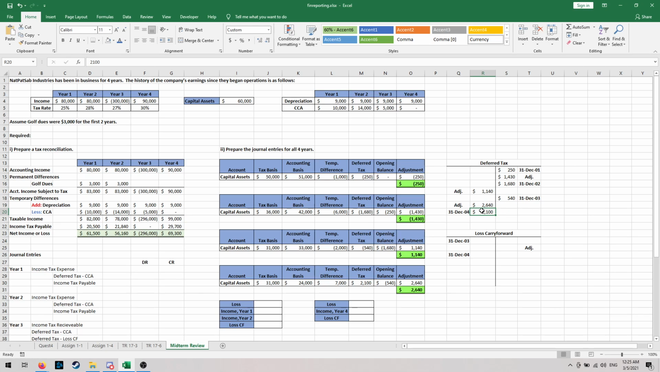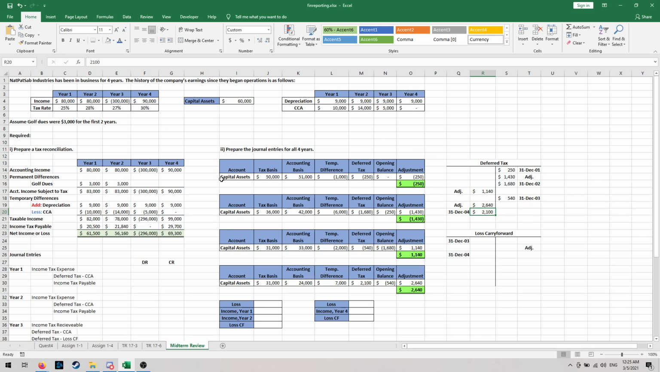Meaning $540 of this $2,640 goes to plug up this, and the remaining $2,100 raises the debit balance at the end of the year to the value we need. And I hope that sort of makes a logical kind of sense to you, so you can see how we built the deferred tax T account.